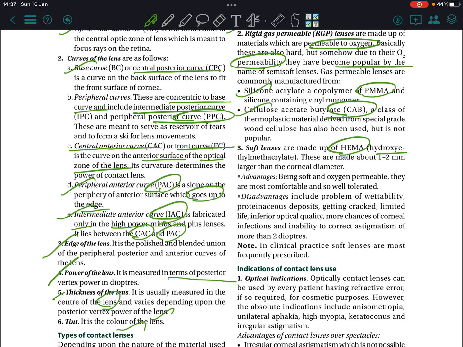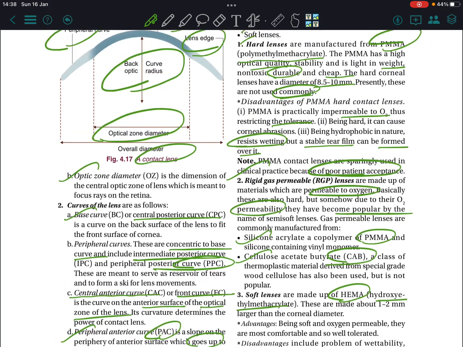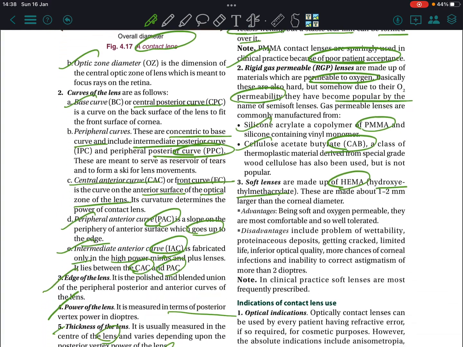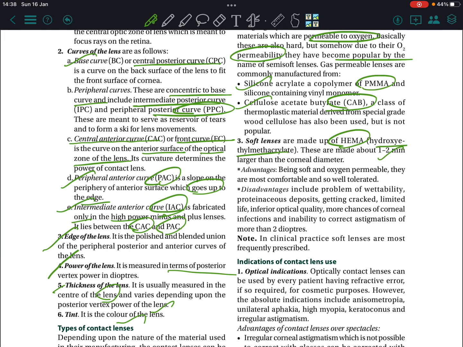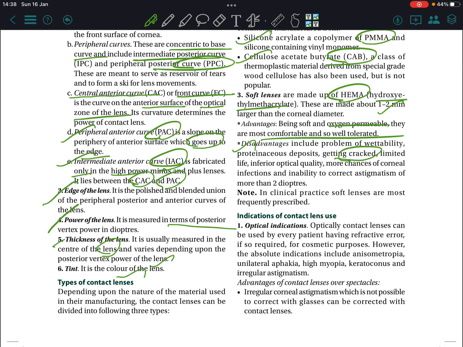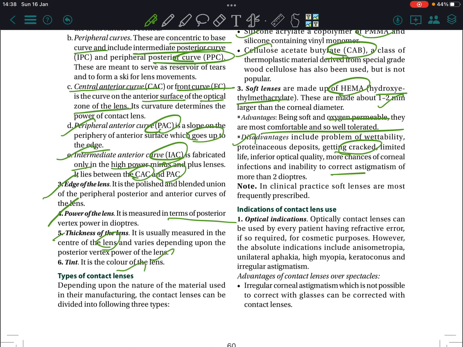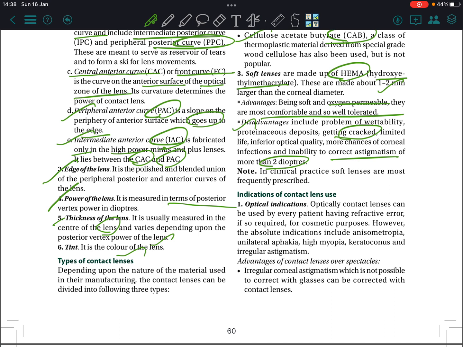Soft lenses are made of hydroxyethyl methacrylate. These are made about 1 to 2 mm larger than the corneal diameter. Advantage: being soft and oxygen permeable, they are the most comfortable, so well tolerated. Disadvantages include problems of wettability, protein deposits, getting cracked, limited lifetime, and inability to correct astigmatism of more than 2D.